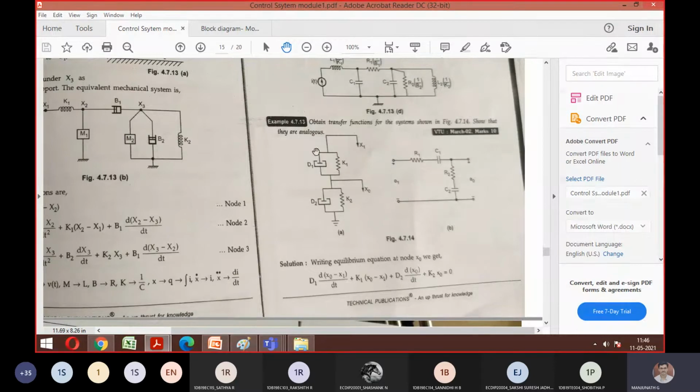So look here. For x1, there is a dashpot along with your spring. Since it exists between x1 and x0, look here: x0 minus x1 divided by dt. Similarly, x0 minus x1. Similarly, coming to d2, only x0 is connected. Is it okay with the equilibrium equation?